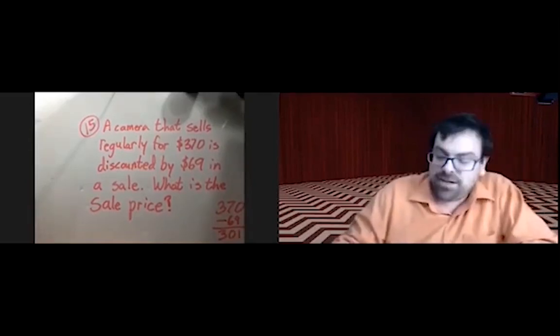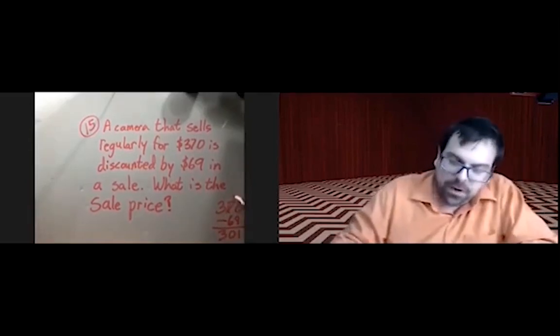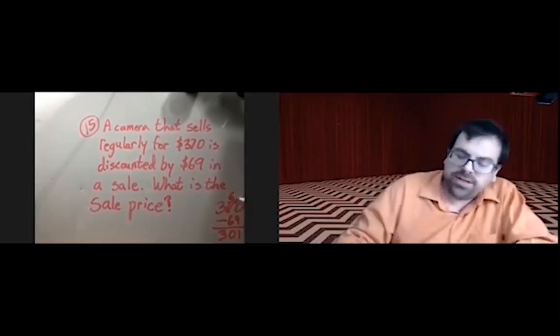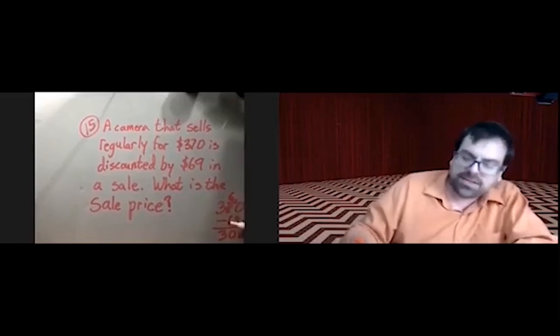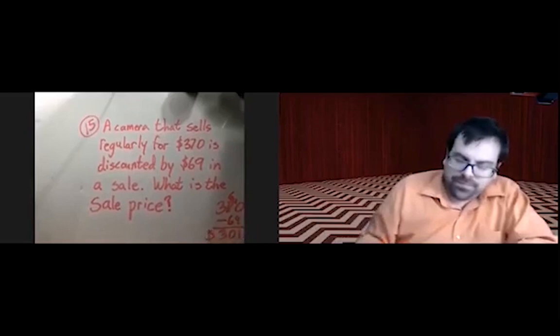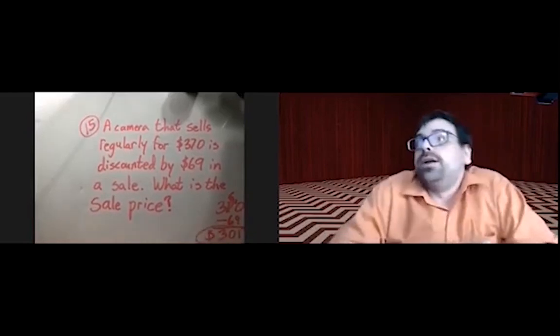0 minus 9, can't do it. Borrow, 7 becomes a 6, 0 becomes a 10. 10 minus 9 is 1, 6 minus 6 is nothing, 3 minus nothing is 3. $301.